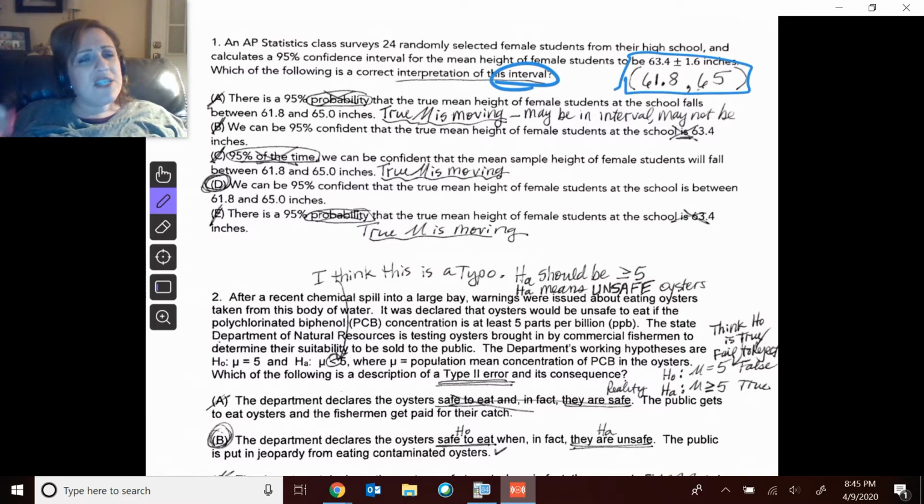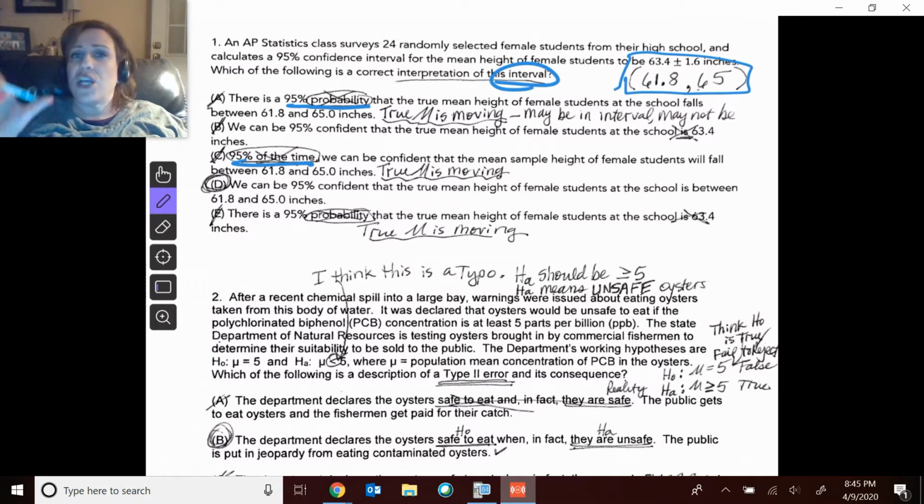So on this first one, it says there's a 95% chance that the true mean is in your interval. Okay, so that means it might be in your interval, it might not. Sometimes it is, sometimes it's not, especially when it says something like this, 95% of the time the true mean is in your interval. Okay, those are very similar in their meanings, and that's wrong.